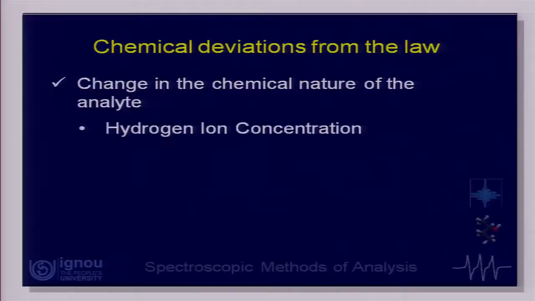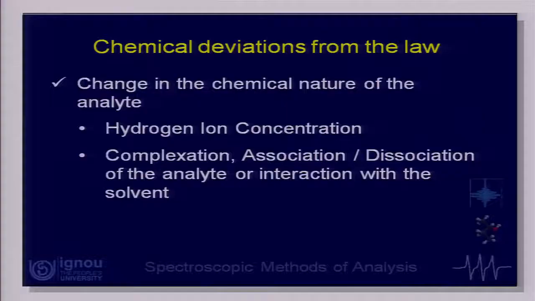Okay. There are different ways this can happen. One typical observation is the hydrogen ion concentration. Hydrogen ion is a very common factor which causes chemical deviations from the Beer-Lambert law. A second possibility is that if there is an association of analytes, or a dissociation, where one analyte breaks down into a larger number of analytes, then again there could be deviations, or there is a complex formation.